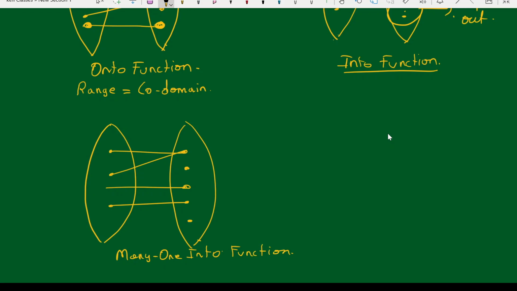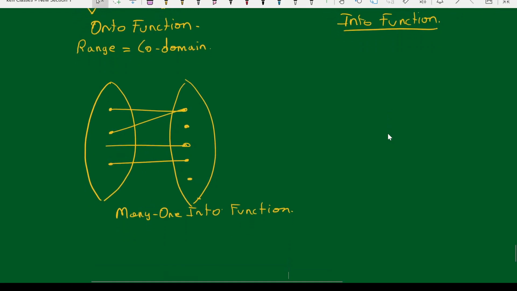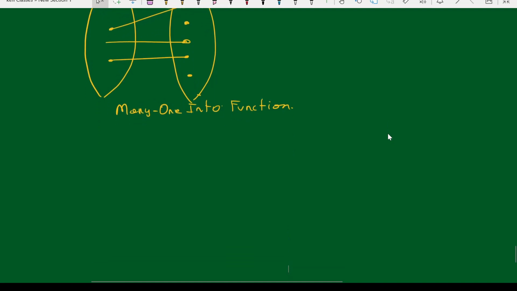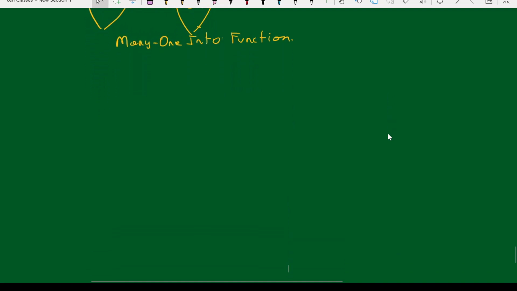Understood till here? I am not going into technical things associated with this. तुमको डायग्राम पे ही समझा रहा हूँ, because very unlikely they'll ask you this question whether it's 1 1 and all. We'll see a few problems. ये many one into function हो गया.